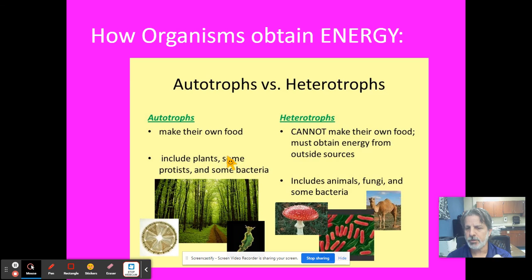Okay, so like we have a picture of a mushroom. Mushroom grows on top of stuff that is decaying or breaking down, old logs, stuff like that. And then those of us, we go to the grocery store, or maybe we go hunting or something like that, but we have to go and find our food.